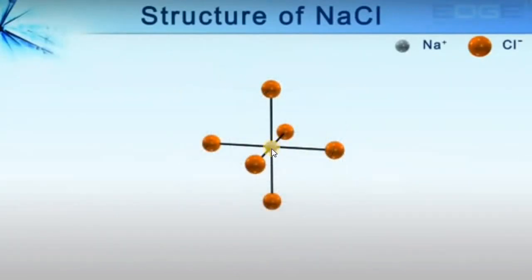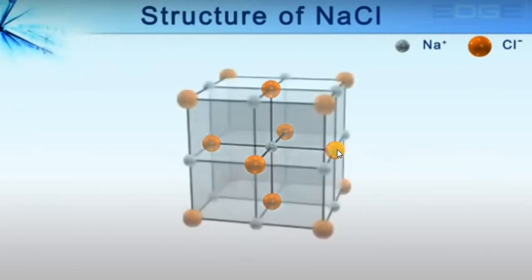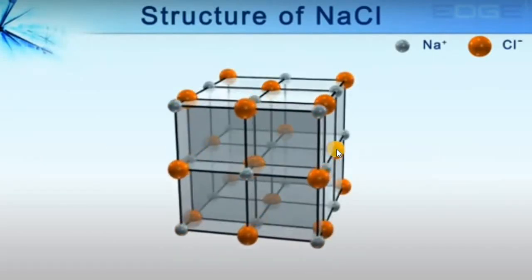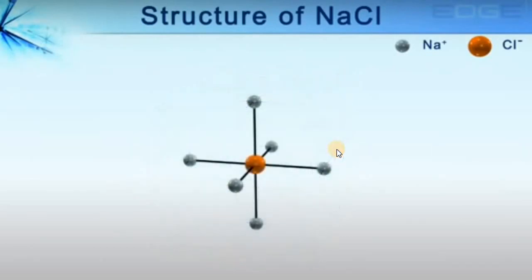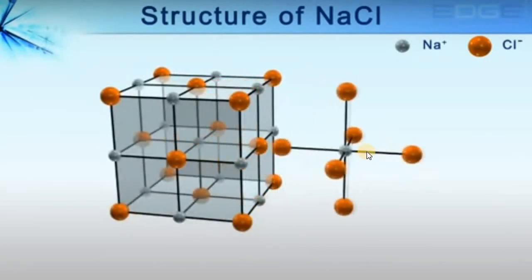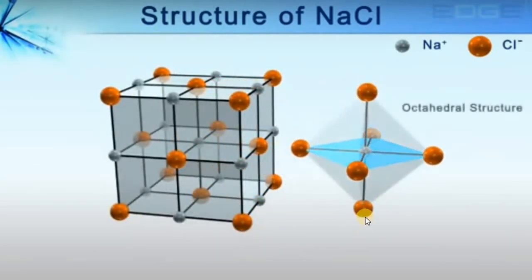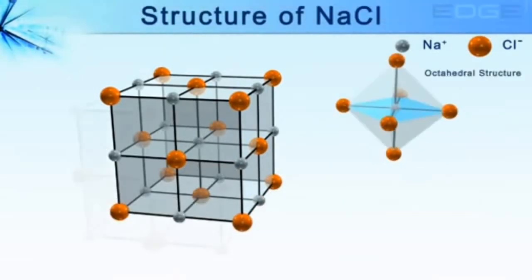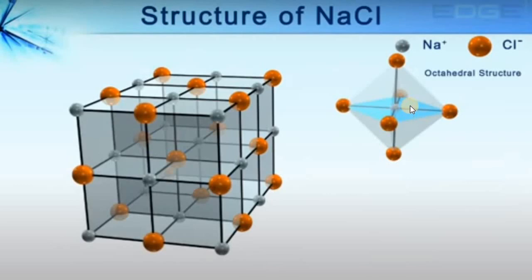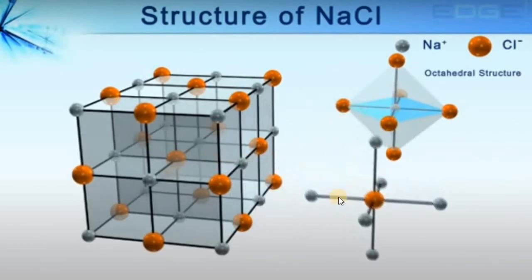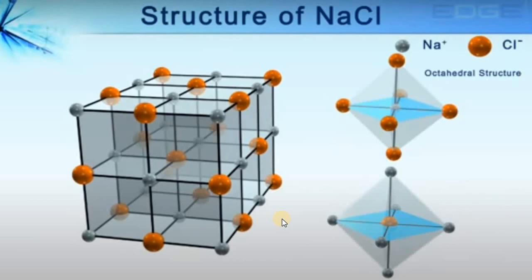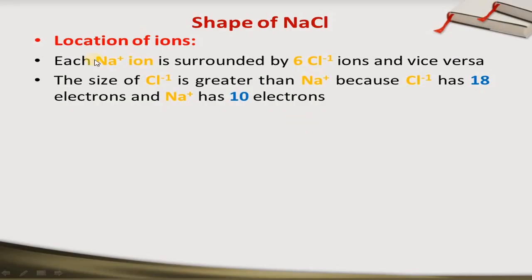Just have a look at this. Each sodium ion is surrounded by 6 chloride ions. In the same way, each chloride ion is surrounded by 6 sodium ions in this crystal lattice structure. Each sodium ion is surrounded by 6 chloride ions having an octahedral structure, and each chloride ion is surrounded by 6 sodium ions, also giving the octahedral structure. We have seen in this video that each sodium ion is surrounded by 6 chloride ions, and each chloride ion is surrounded by 6 sodium ions.